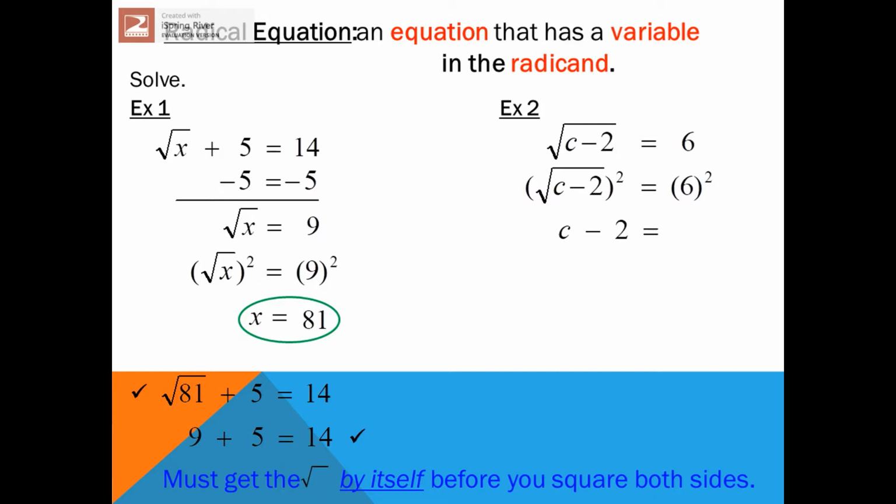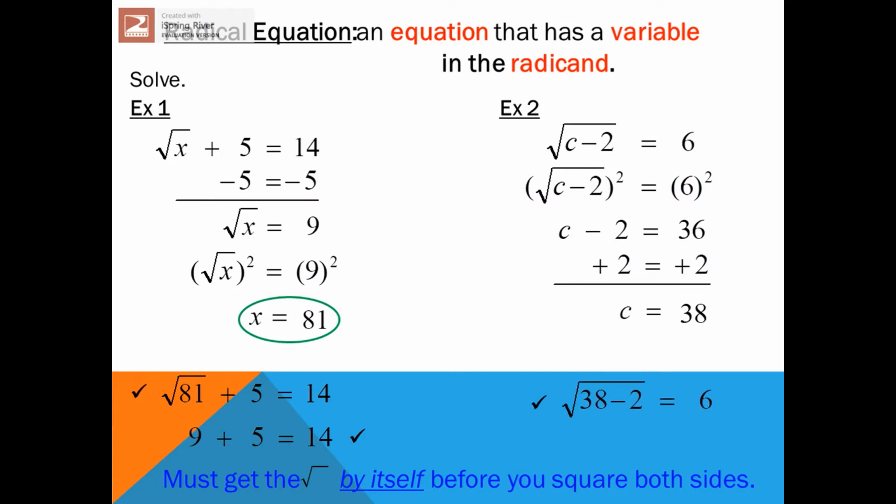So c minus 2 is equal to, what is 6 times 6? 36. So c minus 2 is equal to 36. Now to get the value of c, isolate variable c on one side of the equation and transfer negative 2 to the other side. So we have c is equal to 36 plus 2, which is 38.